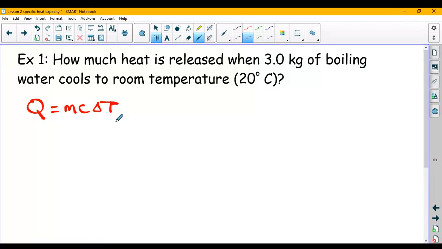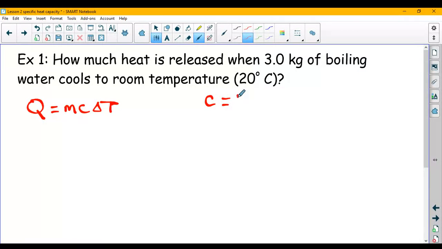People don't think of that, but that's what it is. Remember, this is a type of energy. I know we have used E for everything else, but Q is a special one because we're talking about energy transfer of heat. It's thermal energy transfer. So M for mass, C is the specific heat capacity, and in this case, the specific heat capacity of water.